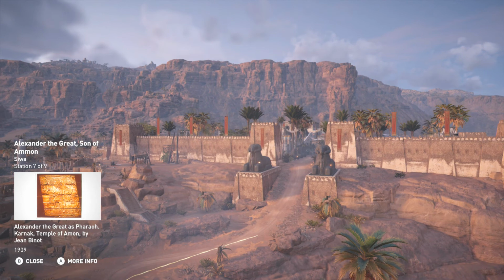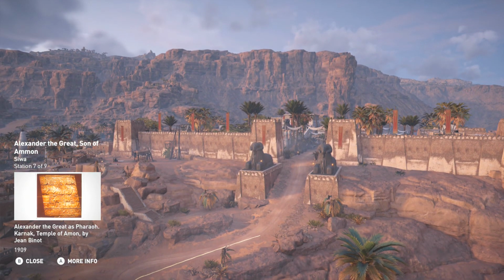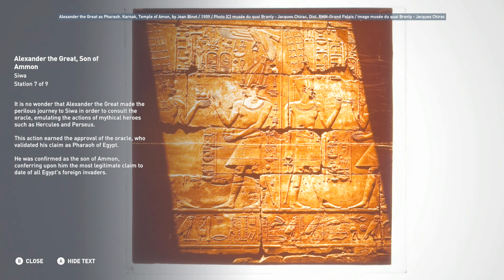It is no wonder that Alexander the Great made the perilous journey to Siwa in order to consult the oracle, emulating the actions of mythical heroes such as Hercules and Perseus. This action earned the approval of the oracle, who validated his claim as Pharaoh of Egypt. He was confirmed as the son of Ammon, conferring upon him the most legitimate claim to date of all Egypt's foreign invaders.